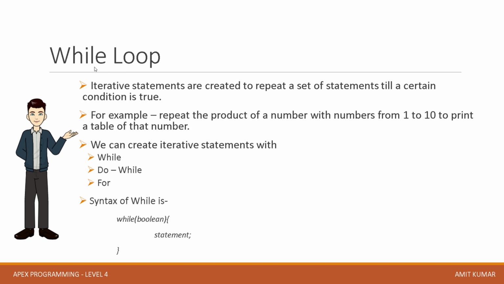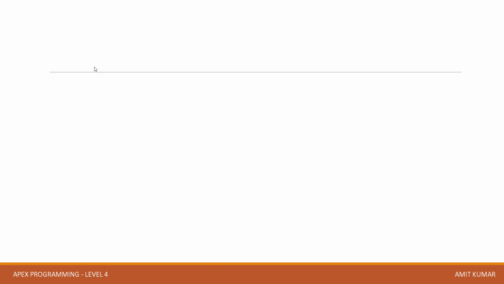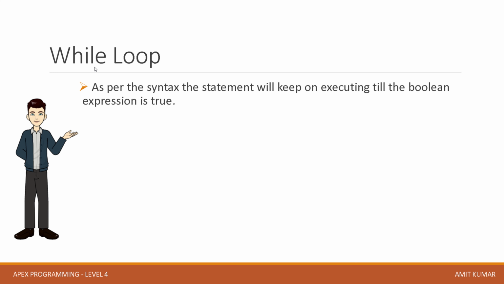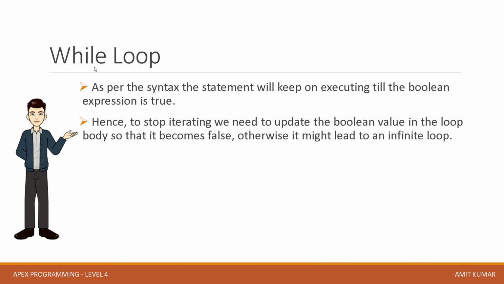It keeps on checking the boolean expression and executing the statement till the boolean expression evaluates to true. And it stops iterating the statement as soon as the boolean expression evaluates to false. So as per the syntax, the statement will keep on executing till the boolean expression is true. Hence, to stop iterating, we need to update the boolean value in the loop body so that it becomes false. Otherwise, it might lead to an infinite loop.